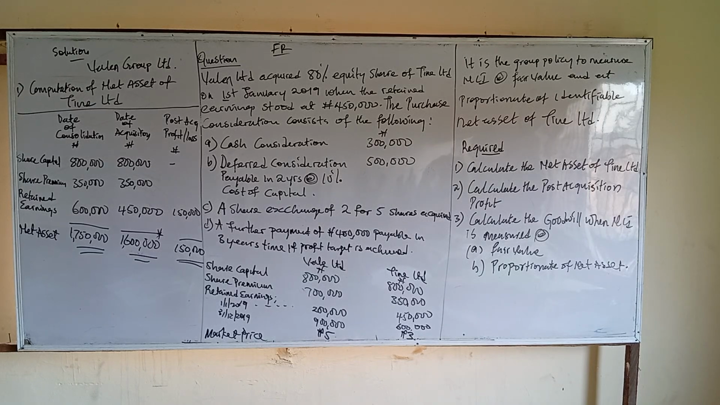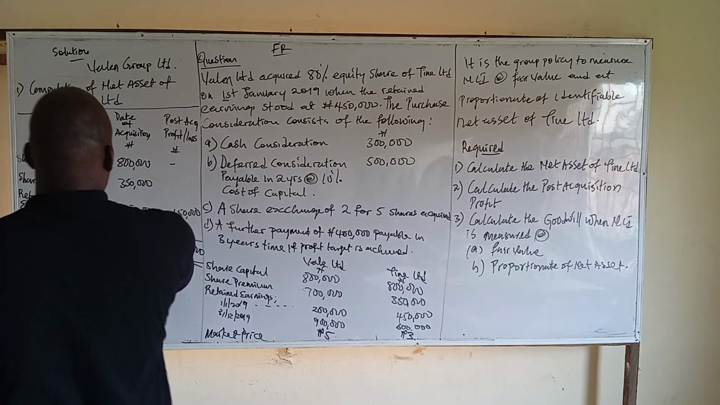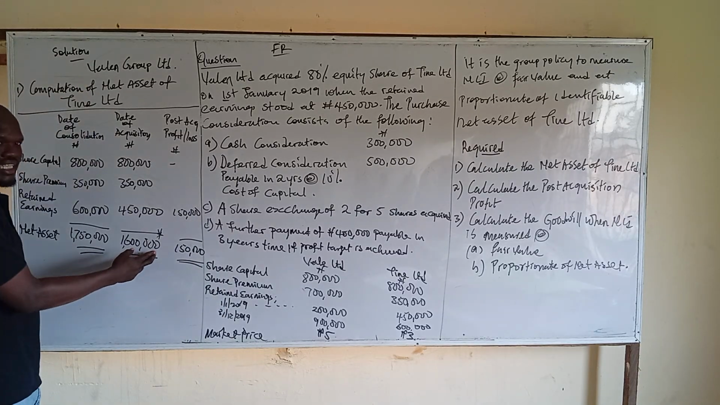We've done like two IS 40 and 16. That's it. Yes, 1.6 as the net asset. The entire net asset, the net asset of the subsidiary at the date of acquisition.